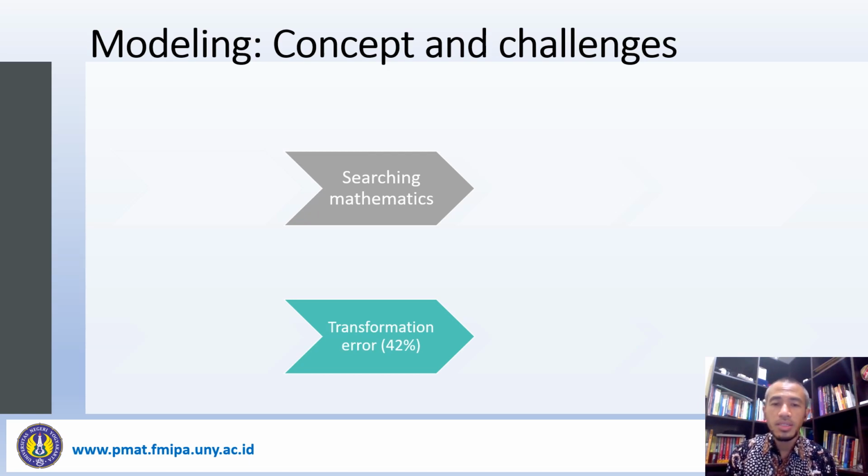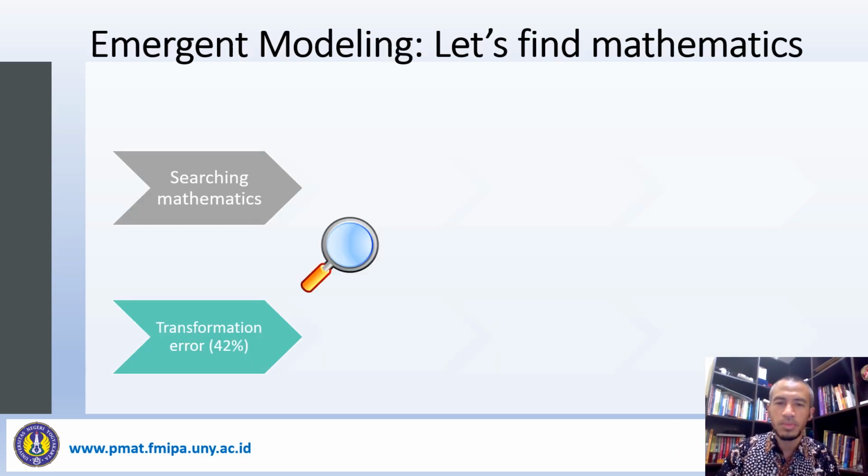Therefore, I would like to highlight that the 4 steps are important, but now I would like to highlight on the second step of mathematical modeling, that is searching mathematics. Because, as I said before, transformation error was the majority. Searching mathematics means that the students are able to identify, to find the mathematics concept relevant to solve the problems.